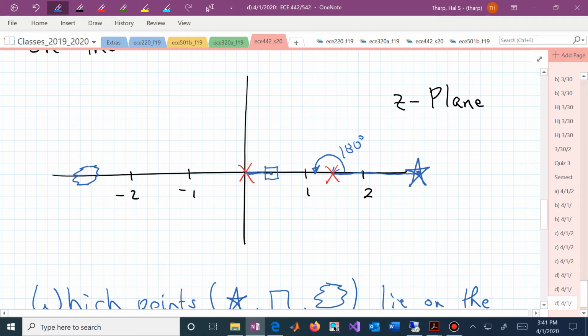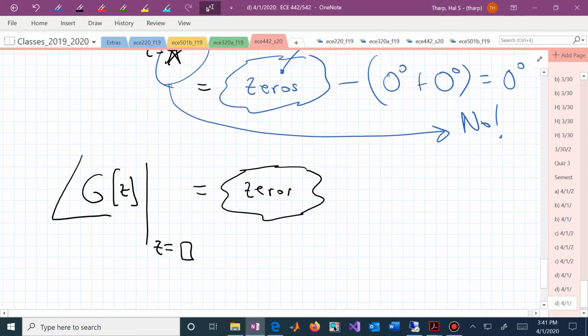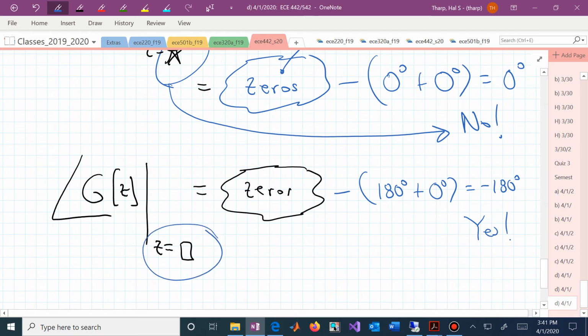X again is looking through 0 degrees. So in this case, the phase of g of z at the box, there are no zeros, but we subtract an angle of 180 degrees and an angle of 0 degrees due to the pole at the origin. This now is minus 180 degrees. So in fact, this point belongs on the root locus.